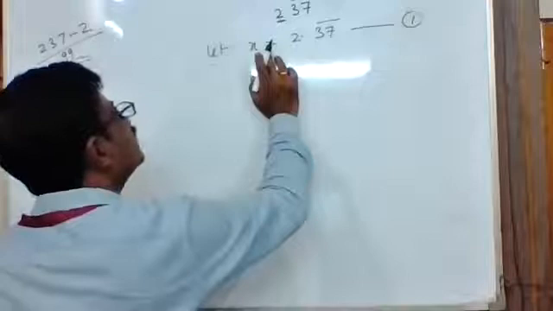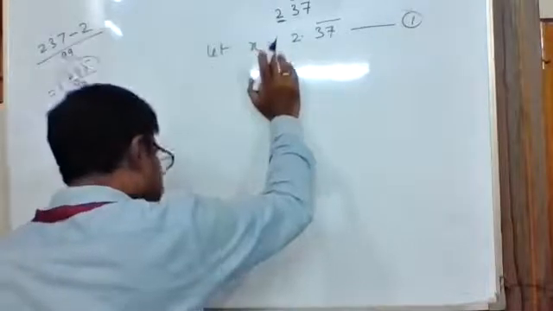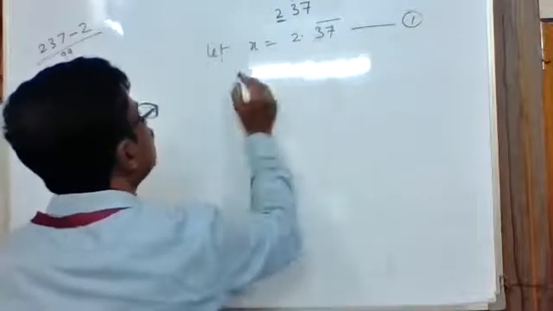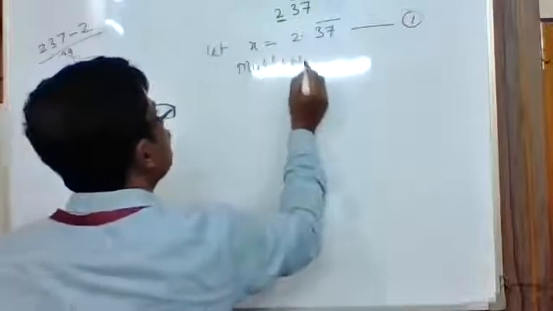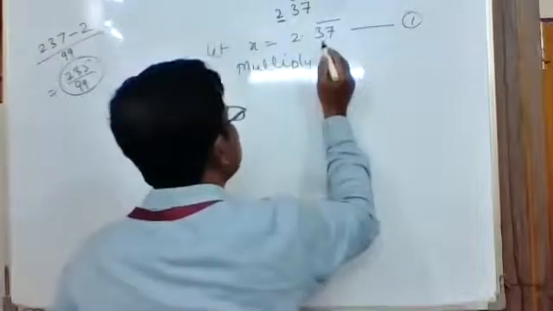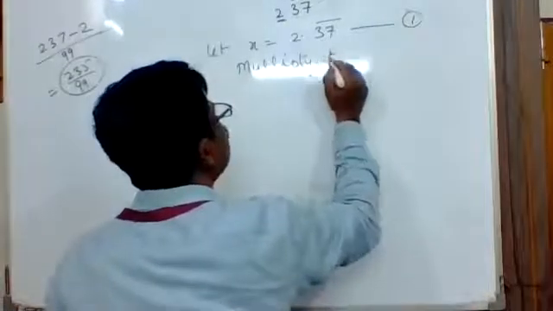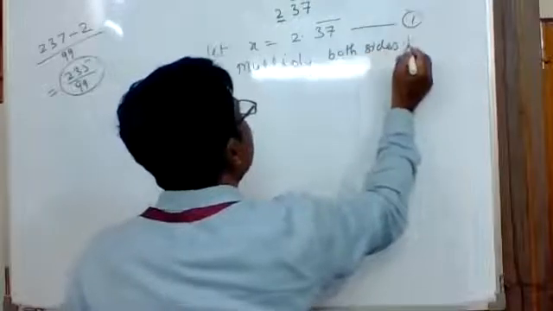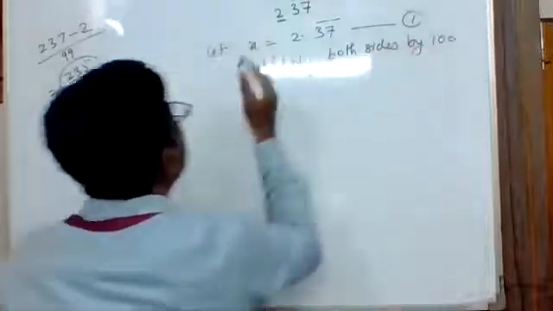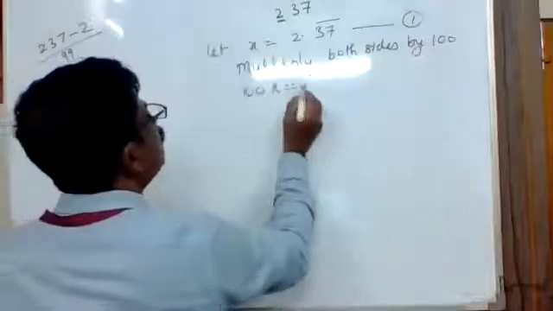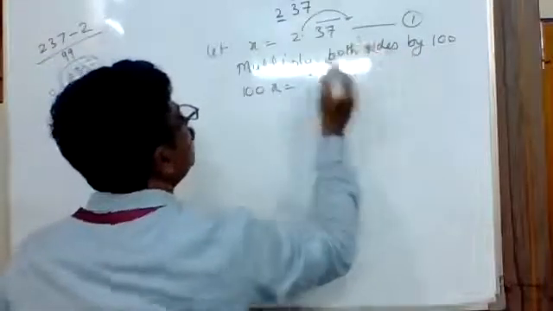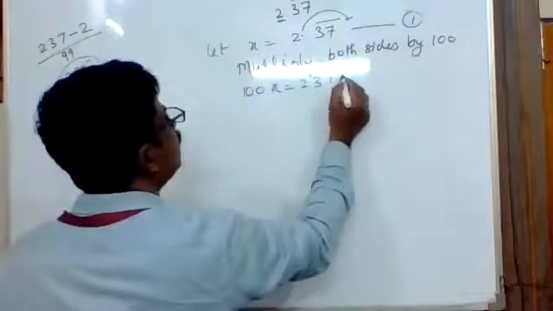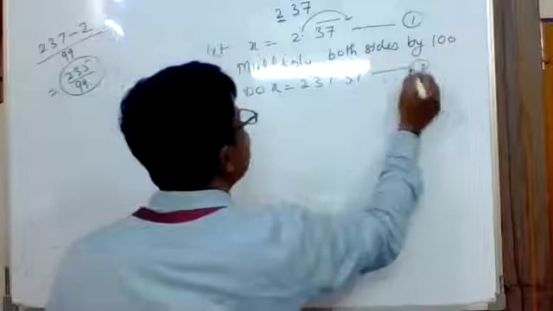After that, we observe how many digits after decimal are having the bar. Here, 2 digits, 3 and 7, are having the bar. Therefore, we multiply both sides by 100. If you are multiplying by 100, this will be 100x equal to, the point will shift 2 places to our right because we have multiplied with 100. This will be 237.37 bar. This is the second equation.